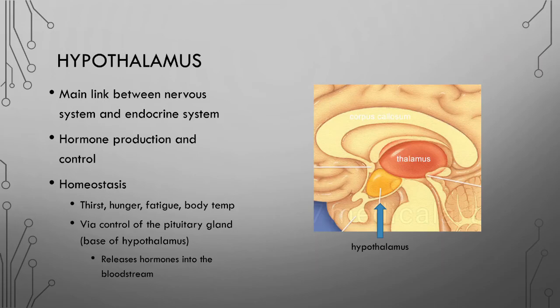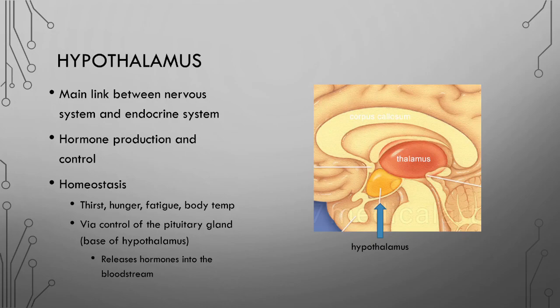The hypothalamus, outlined here in yellow, sits right below the thalamus, which in this diagram is red. The hypothalamus provides the main link between the nervous system and the endocrine system, and it's the main site for hormone production and control. It controls functions necessary for homeostasis, or maintaining a normal state of the human body. So it regulates things like thirst, hunger, fatigue, internal body temperature. And it does this through control of the pituitary gland, which sits at the base of the hypothalamus.